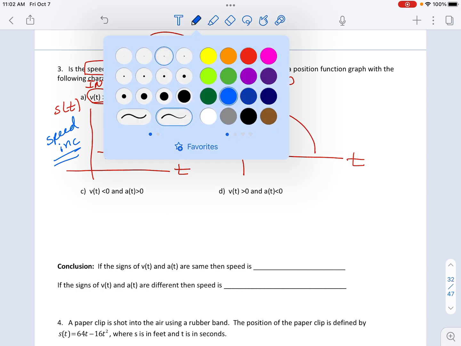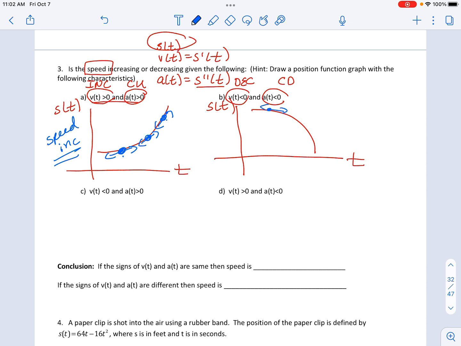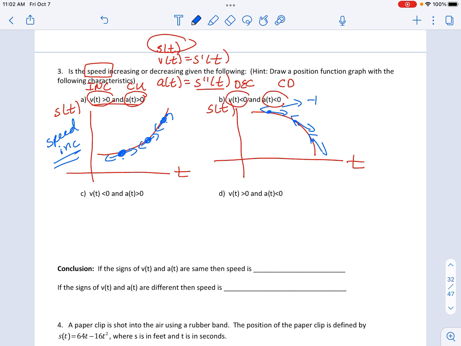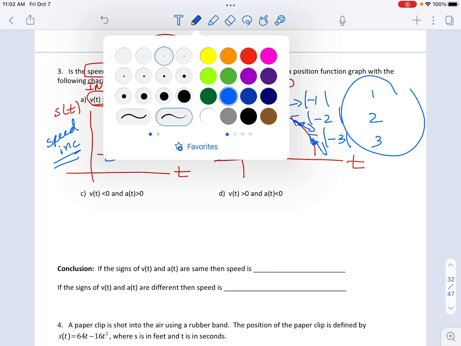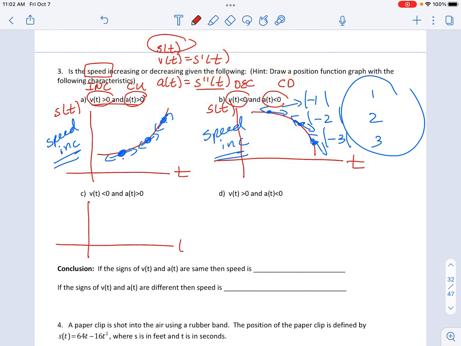Now let's look at the speed of this. Again, speed is the absolute value of velocity, so that would just be the absolute value of the slope of this graph. I'm going to just make up some numbers. Let's say this is -1. This is still negative, but notice it's getting more negative. But if I take the absolute value of these numbers, notice these numbers are getting bigger. So the speed here is also increasing, because remember, speed is the absolute value of the velocity. Okay, let's take a look at the last 2 scenarios.